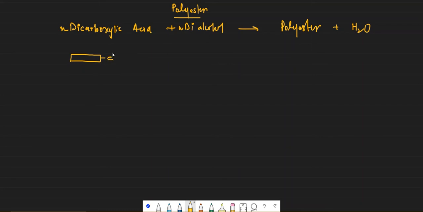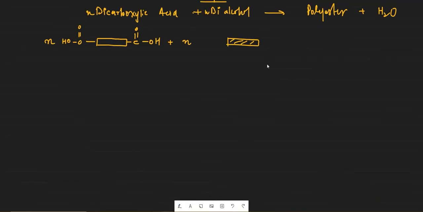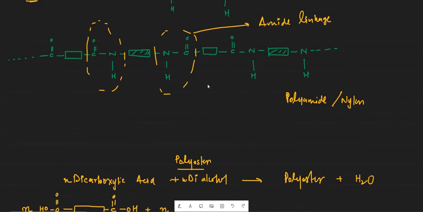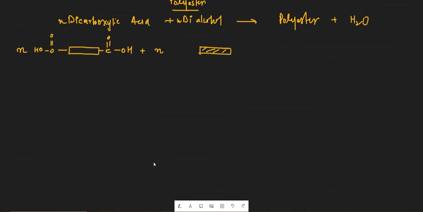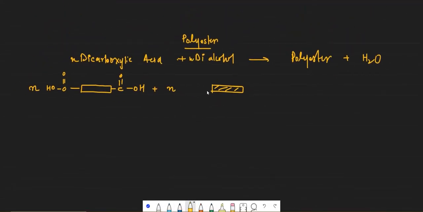Dicarboxylic acid, C double bond O OH, C double bond O OH, reacts with dialcohol. n number of dicarboxylic acid reacts with n number of dialcohol, marking this box like this. Did I mark there? Yes, I did. So that's what the marking is. With the marking, we know that this is the carbon chain of the acid. Again I am marking for alcohol so that we know that this is the carbon chain of alcohol, OH.